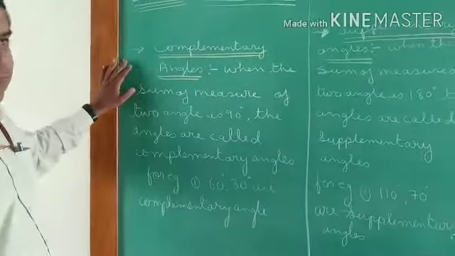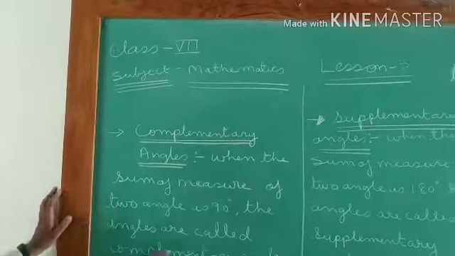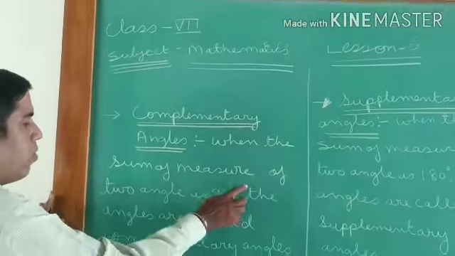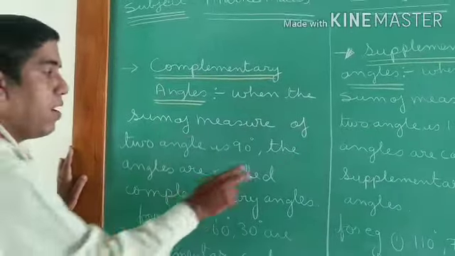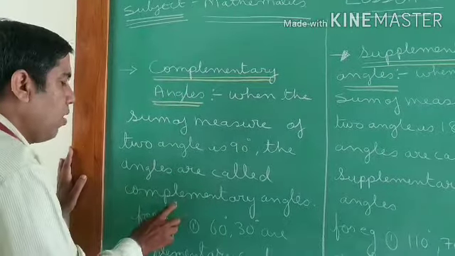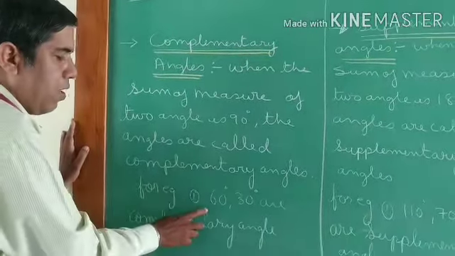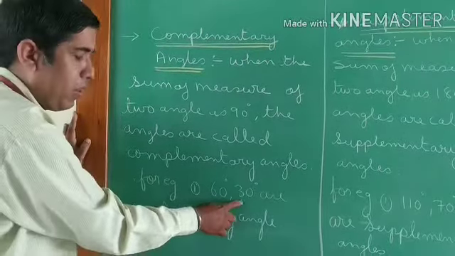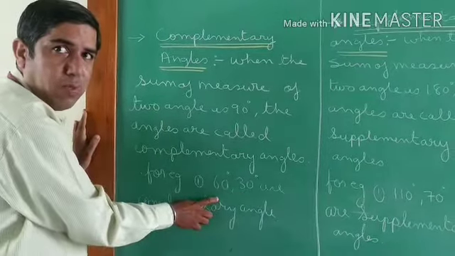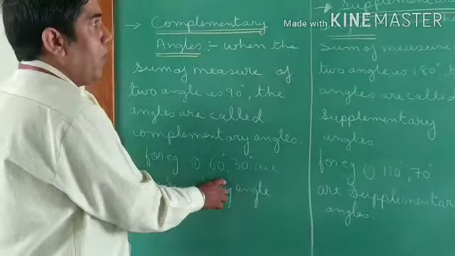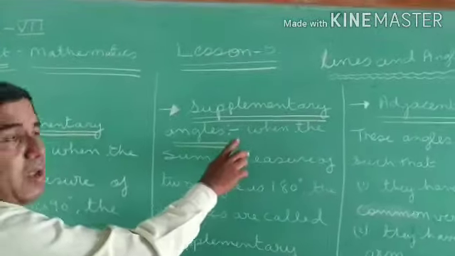I repeat my definition once again. When the sum of measure of two angles is 90 degree, means the sum of two angles is 90, the angles are called complementary angles. And I have given the example 60 and 30. Suppose it is 60 and 29, so they are not complementary because it becomes how much? 89.